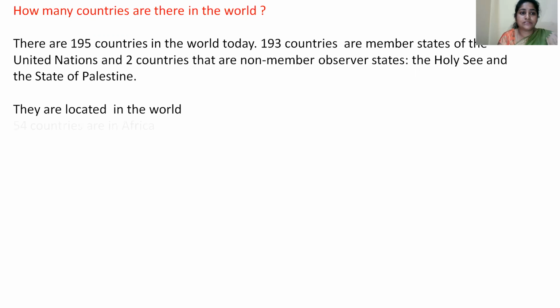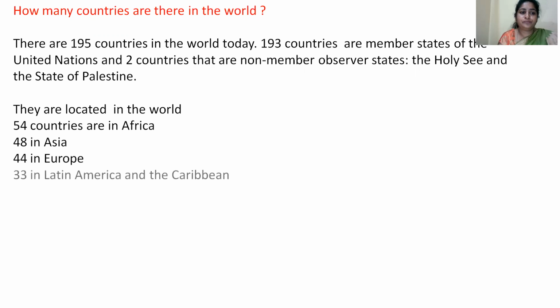We shall see where these 195 countries are located. There are 6 continents in the world. In that, 54 countries are located in Africa, 48 in Asia, 44 in Europe, 33 in Latin America and the Caribbean, 14 in Oceania, that is the continent of Australia, and then 2 in North America.